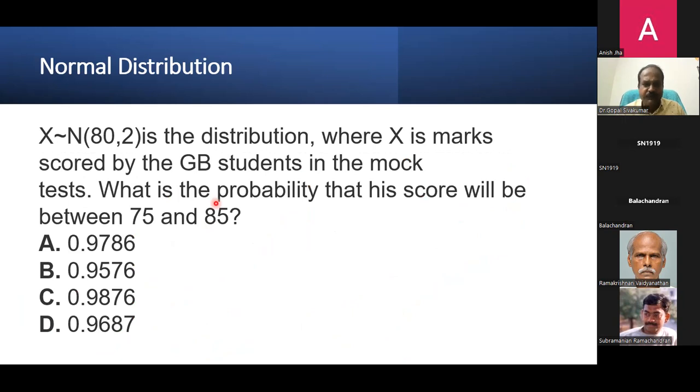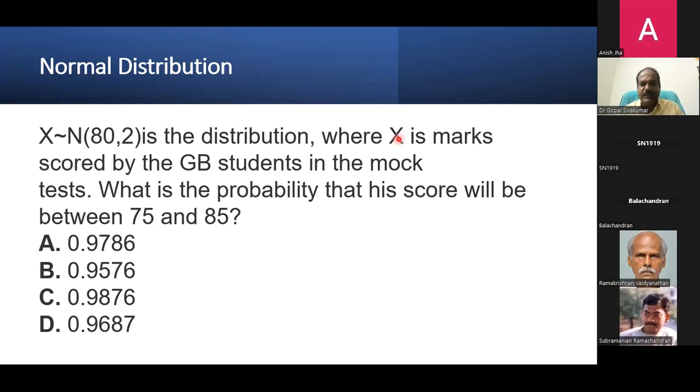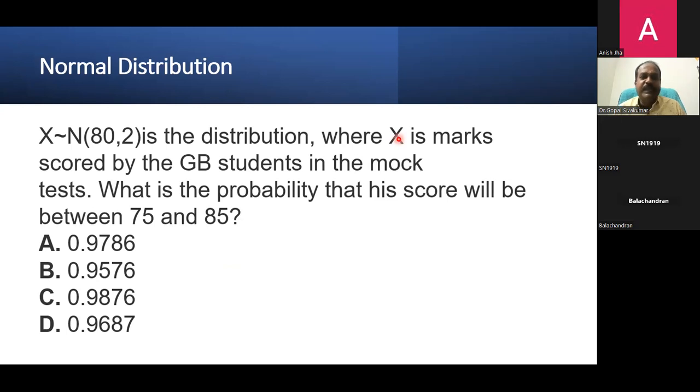All right. Shall we move on? Now, next question. Now you will be able to understand this, right? A random variable is normally distributed with mean 80 and standard deviation 2, where X is the marks scored by the students in the mock test. What is the probability that his score will be between 75 and 85? All of you understand the question now?